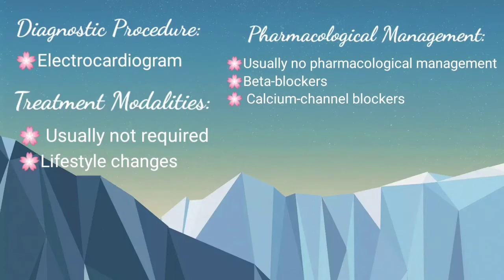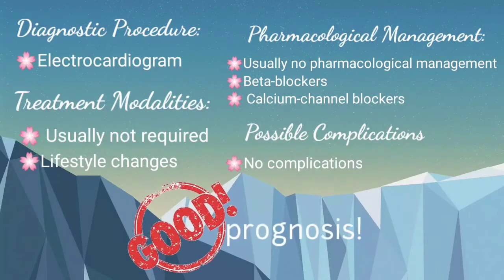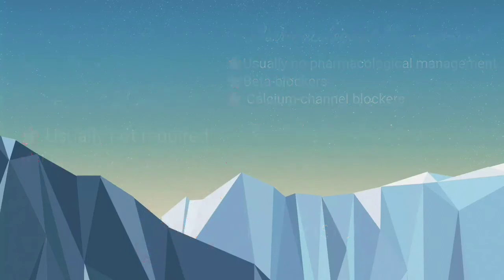However, beta blockers and calcium channel blockers may be prescribed. Also, there is no possible complication for premature junctional complex. The prognosis is good, it generally doesn't manifest symptoms and does not require any treatment. Underlying diseases that cause PJC should be treated instead.